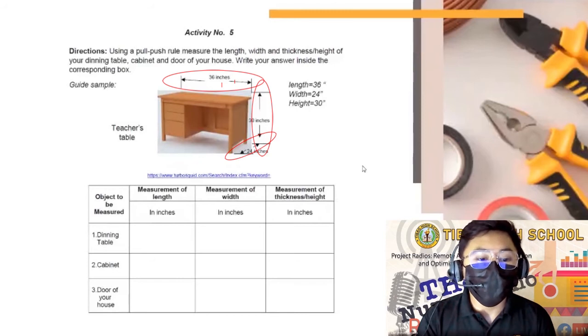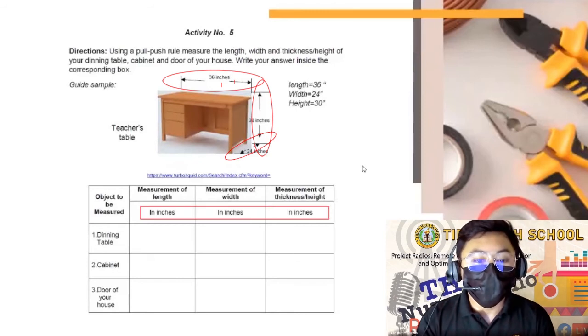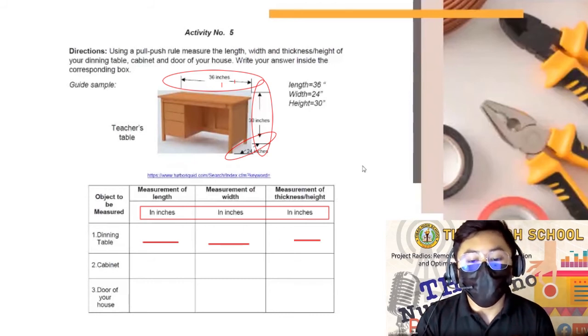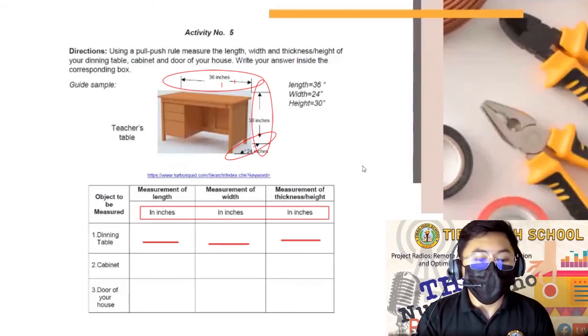And ang unit of measurement na gagamitin nyo is inches. Okay? Hindi centimeters, hindi meters, hindi feet, kundi inches. Okay? Ayan. For example, mineasure nyo yung sa dining table nyo, ilagay mo dito yung measurement ng haba niya, measurement ng lapad niya, and yung measurement ng height ng dining table. So, ganun yung gawin mo sa cabinet and yung door of your house or yung mga rooms nyo. Okay? Ganun sagutan ng activity number 5.